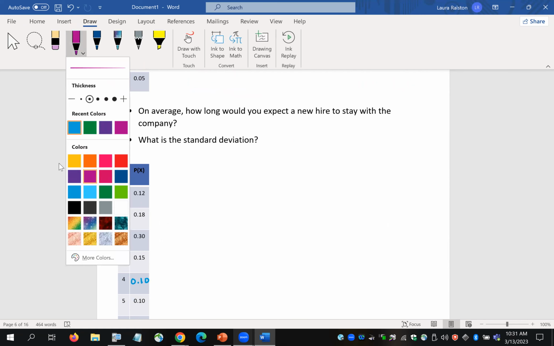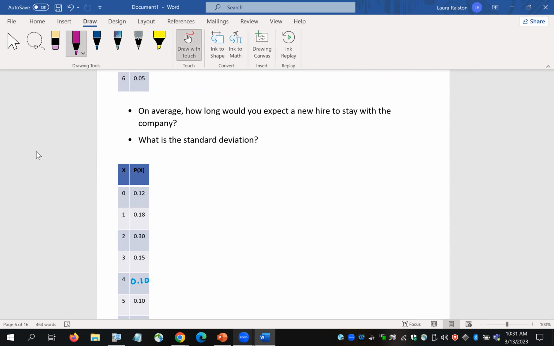indirect way, this first question says on average, okay, which means they're asking you to find the mean of the probability distribution. And then the second question is pretty straightforward. It says, what is the standard deviation? Okay.